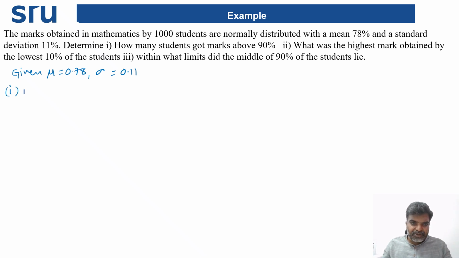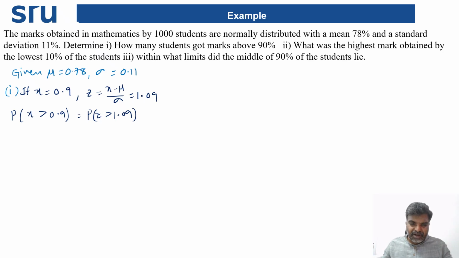So here x equal to 90%, means 0.9. Okay, we can convert this x value into the standard z value. z equal to x minus mu by sigma. If you substitute all these values here, you will get 1.09. This is the standard z value. Now what is the question? Probability of x greater than 0.9. Okay, this is equal to probability of z greater than 1.09.